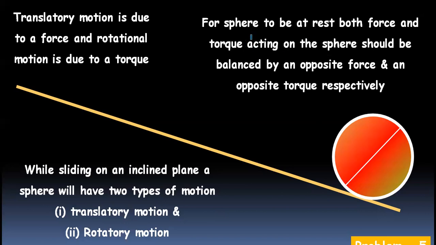For the sphere to be at rest, both force and torque which causes the translatory and rotatory motion of the sphere should be balanced by an opposite force and opposite torque respectively.